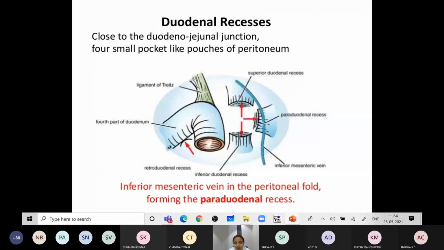Duodenal recesses. There are some. This is the duodenojejunal flexure, which is suspended by the ligament of Treitz. They form some angulation between the duodenum and jejunum because of the attachment of the ligament of Treitz.